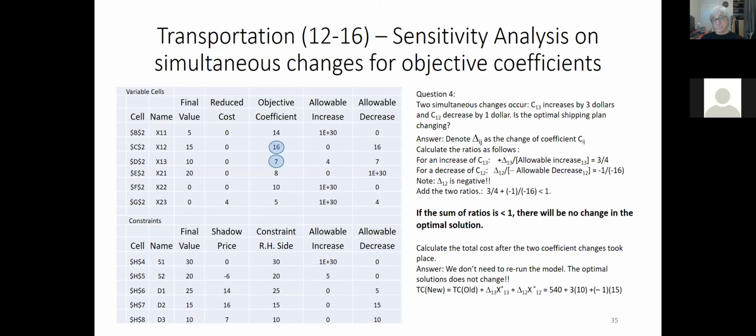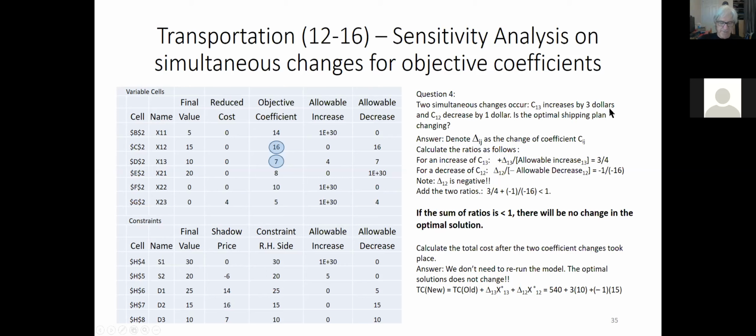For this problem, we ran and obtained an optimal solution and the sensitivity report. And now I'm going to use the sensitivity report to do simultaneous changes. So the 2 simultaneous changes for the objective coefficient are C13. It's the coefficient of the variable that is called X13. It is the transportation from source 1 to destination 3. This C is increasing by $3.